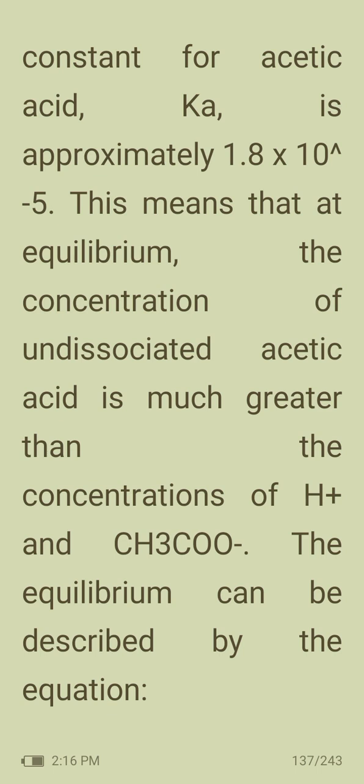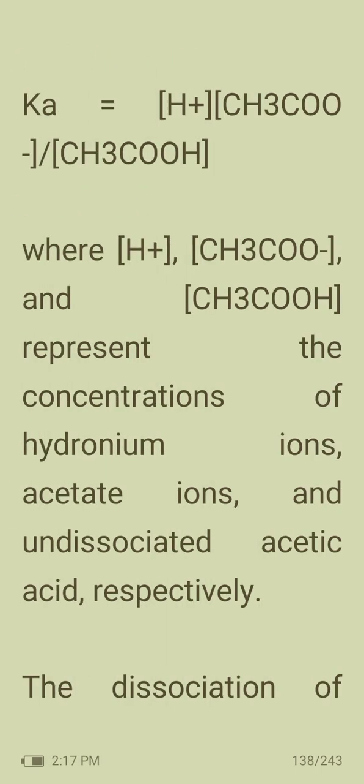This means that at equilibrium, the concentration of undissociated acetic acid is much greater than the concentration of H+ and CH3COO-. The equilibrium can be described by the equation Ka is equal to H+ into CH3COO- divided by CH3COOH concentration, where these represent the concentrations of hydronium ion, acetate ion, and undissociated acetic acid respectively.